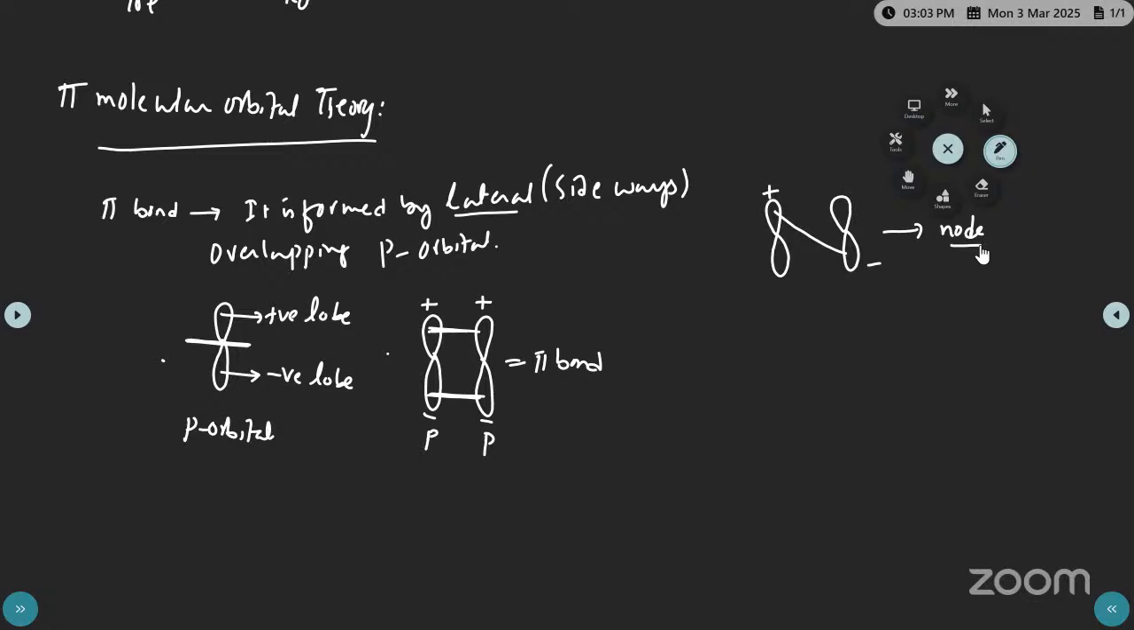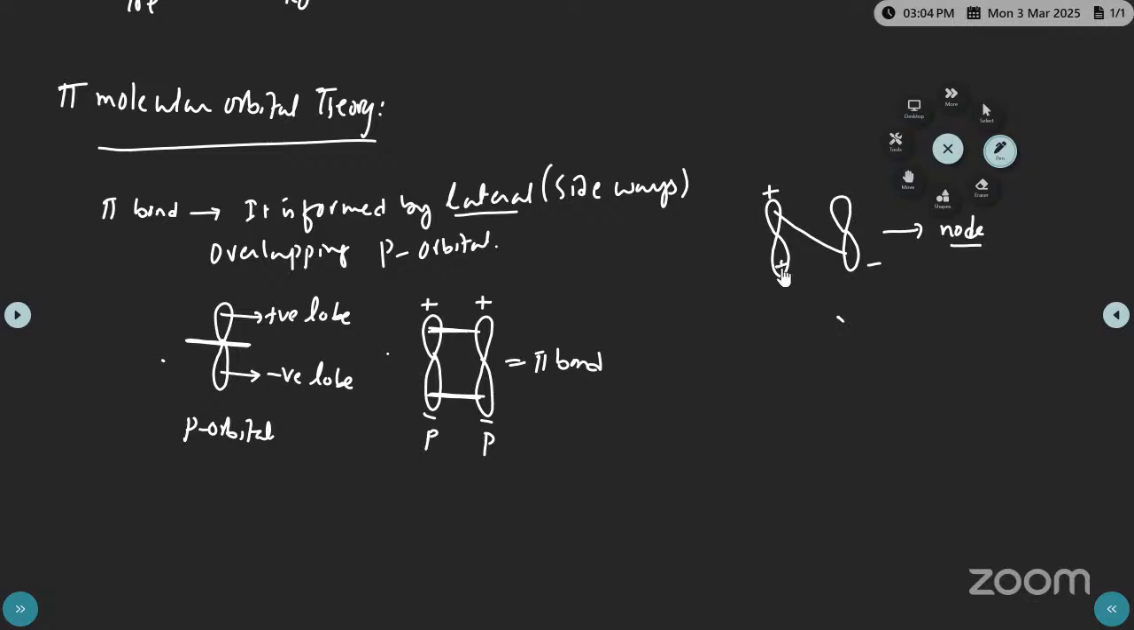What is a node? A nodal plane or node is where the probability of finding an electron is 0. At that area you can't find electrons. Those areas are known as nodes. How are nodes formed? By overlapping of one positive lobe and a negative lobe. Keep in mind, nodes are formed by the overlapping of the positive lobe of a p orbital and the negative lobe of another p orbital.